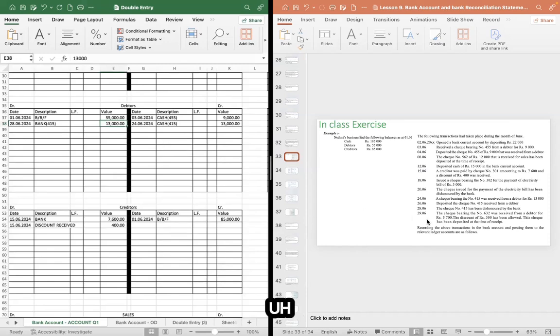Then we'll go for the 29th transaction. A check bearing the number 632 was received from a debtor for rupees 5,700. A discount of rupees 300 has been allowed. The check has been deposited at the time of the receipt.